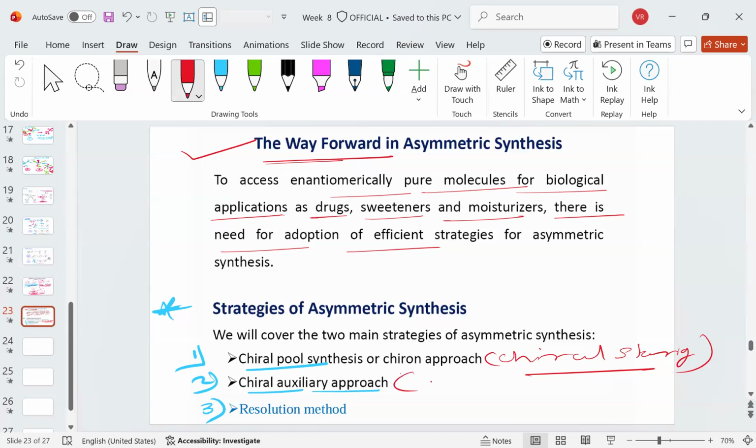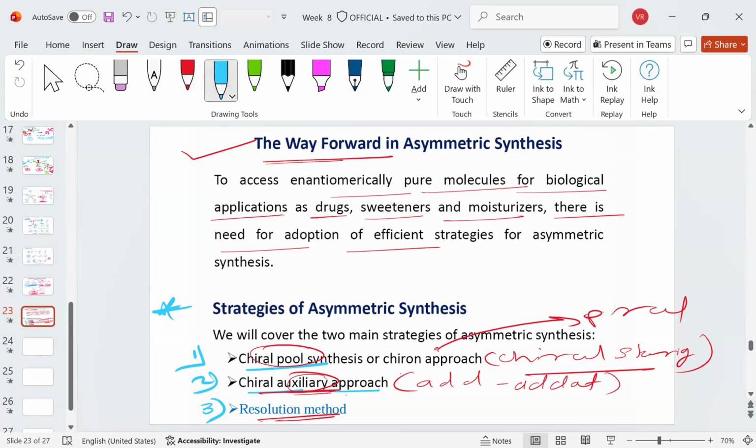For chiral auxiliaries, we can add something in between, an adduct to our starting material, which we refer to as a chiral auxiliary. From the word auxiliary itself, it is clear. Chiral pool means we are pulling the chiral center from the starting material to the product. The resolution method has nothing to do with the synthesis. However, this resolution approach is like a purification of the two intermediates.